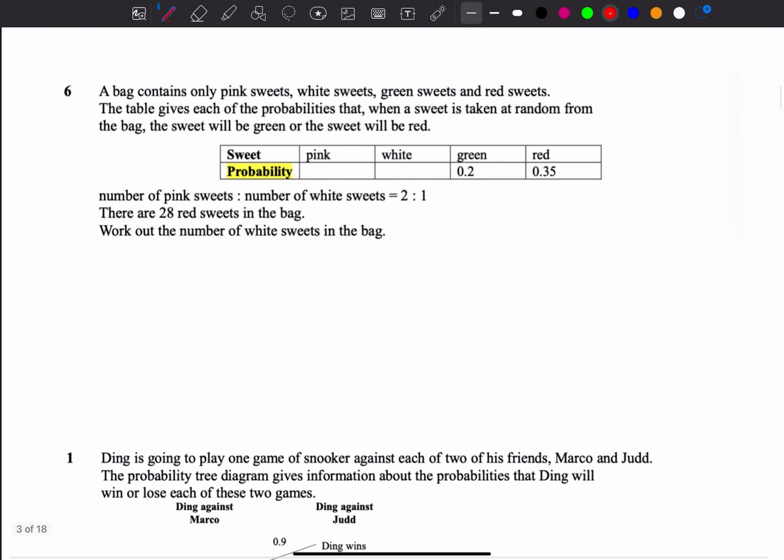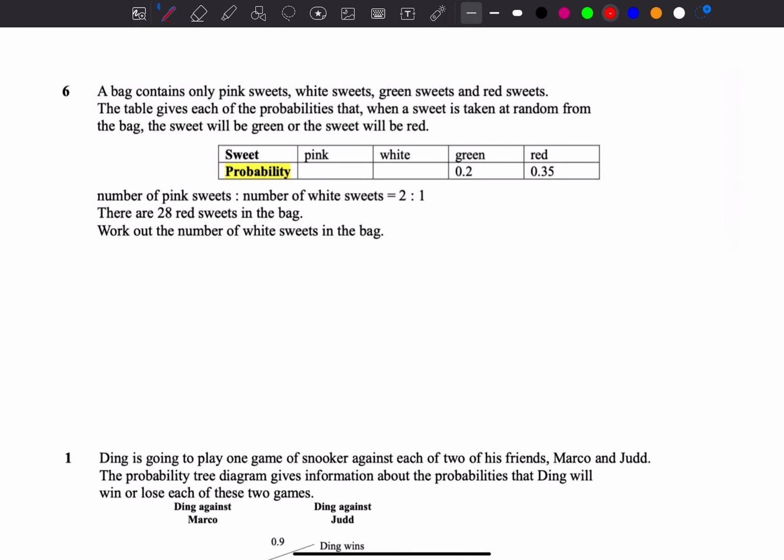Next one. The number of pink sweets is to white, so pink is to white, 2 is to 1. The total here is 0.2 plus 0.35, which is 0.55. 1 take away 0.55 gives you 0.45. That 0.45 is split into the ratio of these ones, because these are the remaining. So 0.45 divided by 3 is 0.15, times this by 2 gives 0.3. So you know pink is 0.3, white is 0.15.